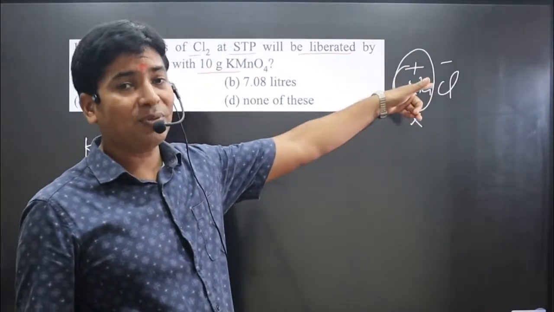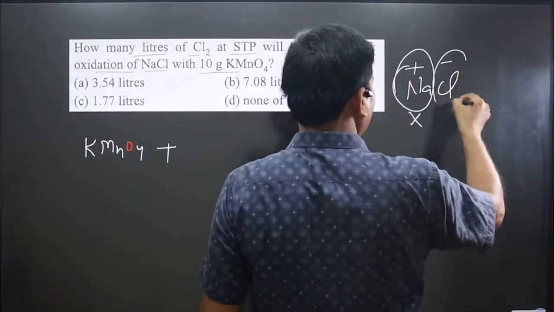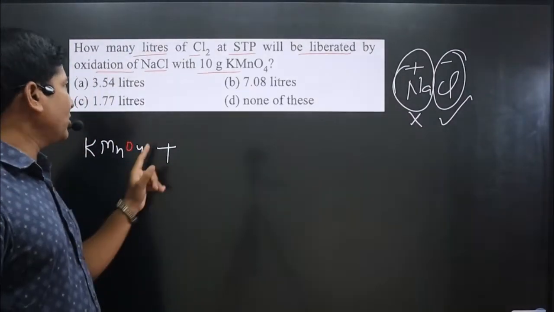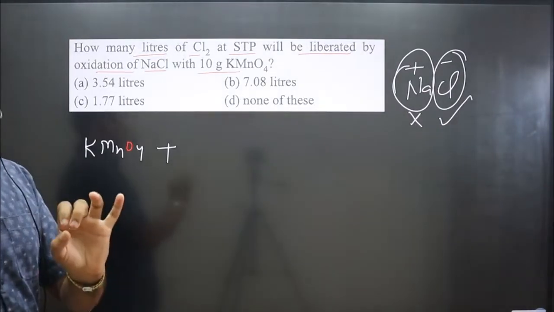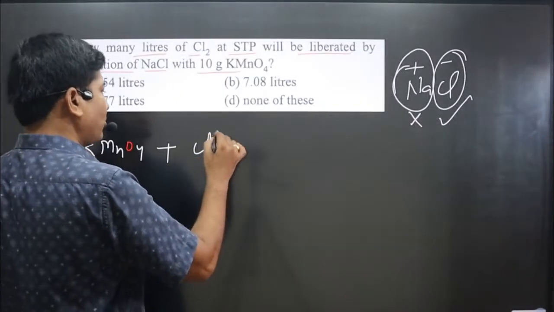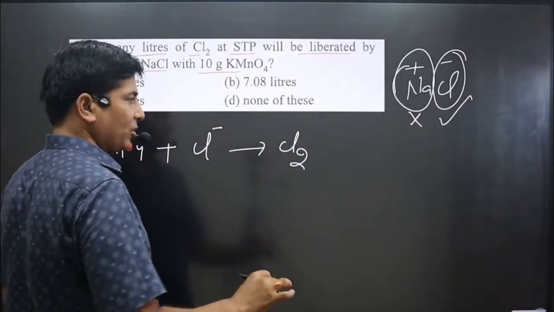And Cl minus is present in its minimum oxidation number, so it can undergo oxidation reaction. Chloride ion will undergo oxidation. It means that when KMnO4 is reacting with NaCl, only Cl minus ion will participate in the reaction, undergoing oxidation and converting into Cl2 gas.